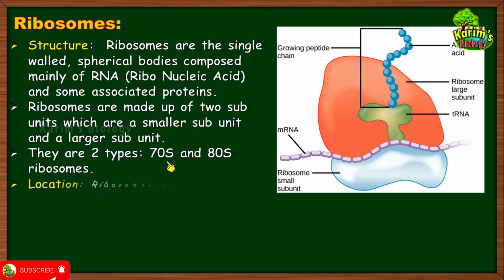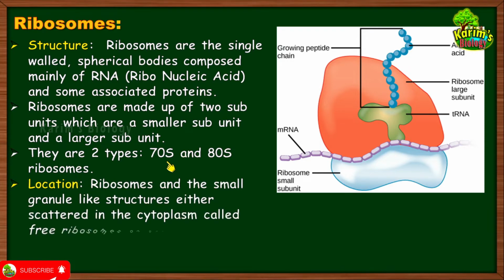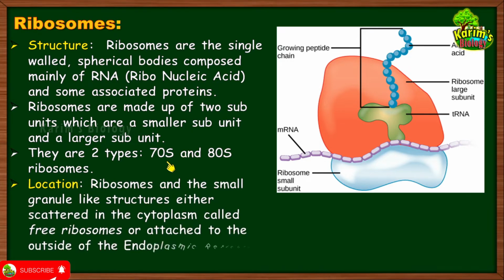Okay, now let us discuss location. I told you already that ribosomes are present in two different places within the cell. They are small granule-like structures either scattered in the cytoplasm. Okay, they may be freely suspended within the cytoplasm. They are not attached to anything. Freely they are floating in the cytoplasm. They are called free ribosomes. Why are they called free ribosomes? Because they are not attached to any part of the cytoplasm. That's why they are called free ribosomes.